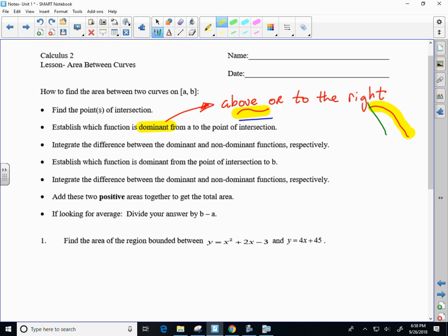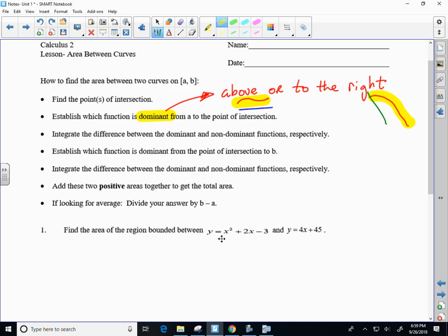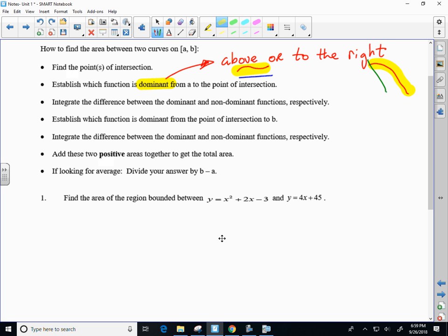Once you have that information, it's pretty easy to come up with everything else. So if you're doing some integration, it's the integration of the difference between the dominant and the non-dominant function. One thing you've got to keep in mind is that dominance could change over an interval. That's why we find the intersection. Because if there is an intersection between two functions, there's potentially a location in which one function ceases to be above another and then starts to be below, unless it's kind of a cusp, like you would have for a fractional exponent.